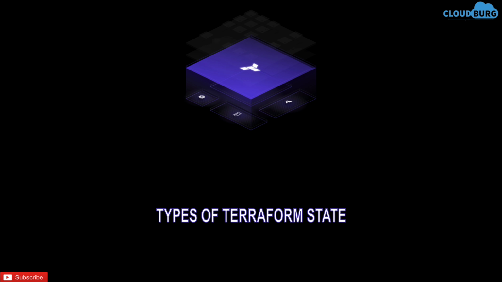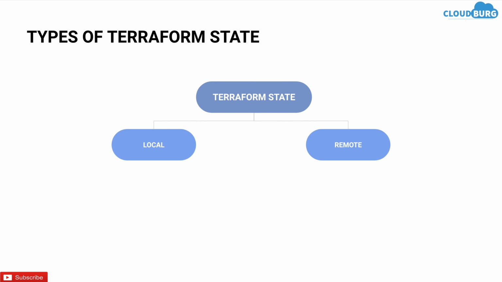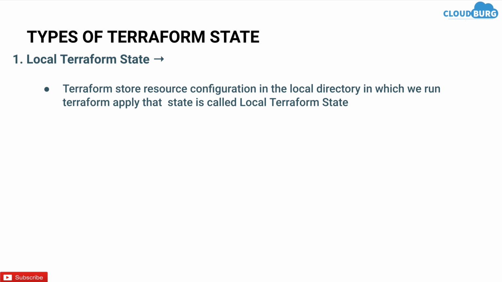So the next topic in the stack is types of Terraform state. Generally, we have two types of Terraform state. One is local state and one is remote state. So let's discuss these states one by one. So the first one is local Terraform state. Terraform stores resource configuration in the local directory in which we run Terraform apply. That state is called local Terraform state.